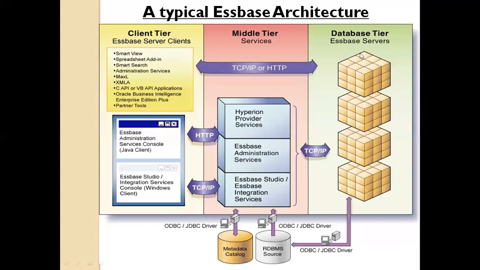Next, moving on to the database tier. The database tier is where you find the Essbase servers. These servers are responsible for storing, calculating, and serving data to the various components as needed. Below the middle tier, you can see the metadata catalog and RDBMS source. As I mentioned earlier, I explained the metadata catalog in the previous slide. Yes, ma'am, data about data. Yeah, from non-relational data, it converts into relational data, which makes some sense.